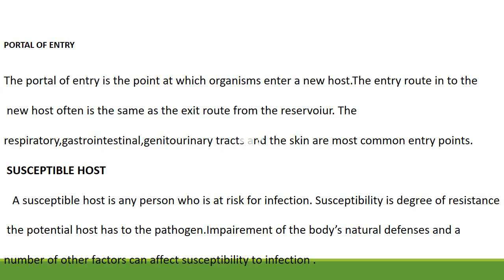So, in respiratory diseases, the organisms enter through the respiratory tract. Then gastrointestinal diseases means it enters through the gastrointestinal tract. Then genitourinary tract, skin, a break in the skin and mucous membrane. All these are the entry routes. The next one is susceptible host. A susceptible host is any person who is at a risk for infection.